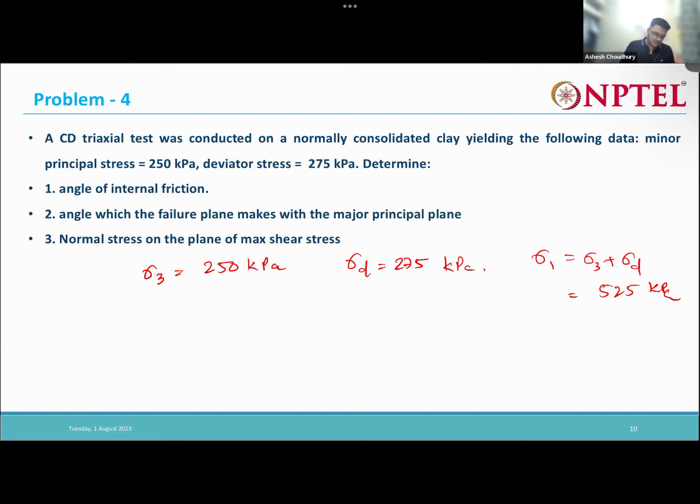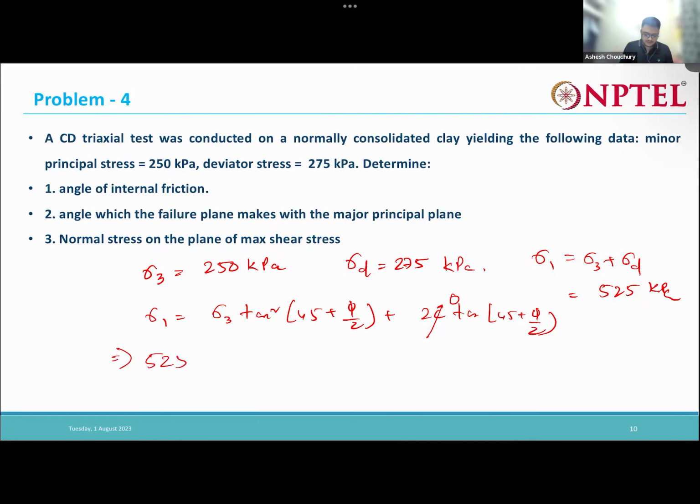Now again, we'll be using the same equation. Sigma 1 is equal to sigma 3 tan square (45 plus phi by 2) plus 2c tan (45 plus phi by 2). Now, as I said, for a CD test on NC clays, normally consolidated clays, the C value is generally 0, right? So C is 0. So we can put all the values in.